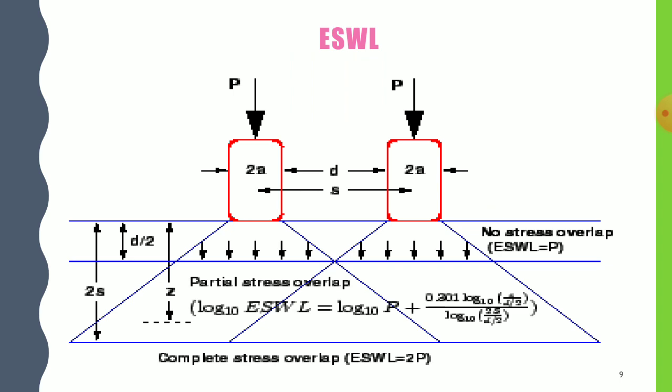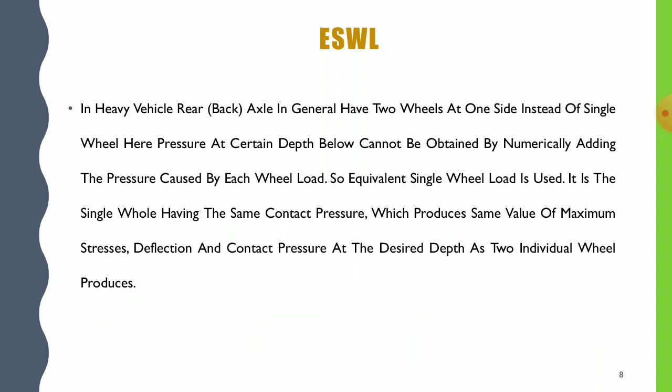Here you can see P is the wheel load, and S is the center to center distance. D is the clear distance between two wheels, and Z is the desired depth at which the wheel load makes the movement. So whether you have a tandem axle load or multiple axle load, you can convert the whole wheel load assembly into the single wheel load assembly with the help of this formula.